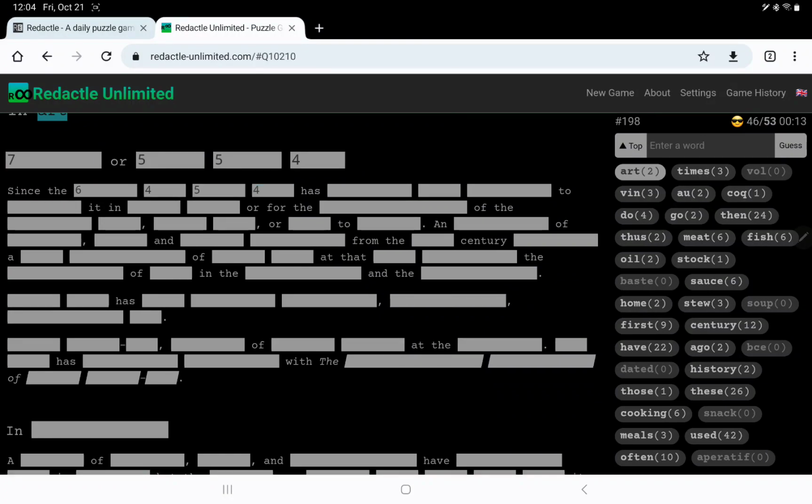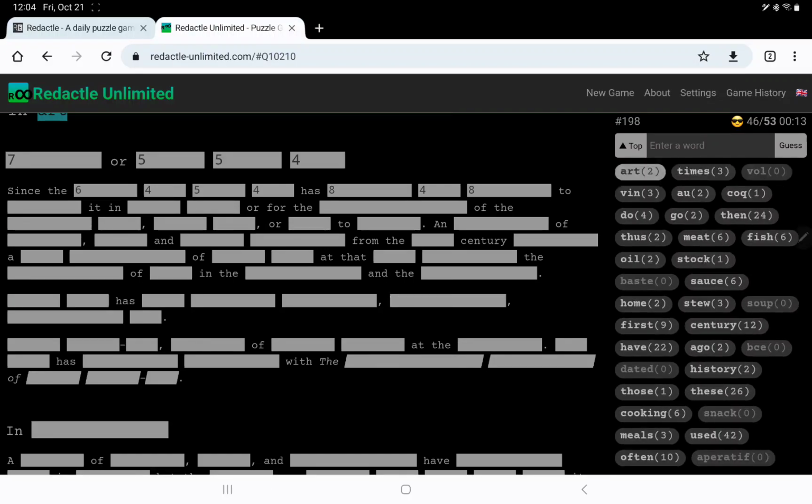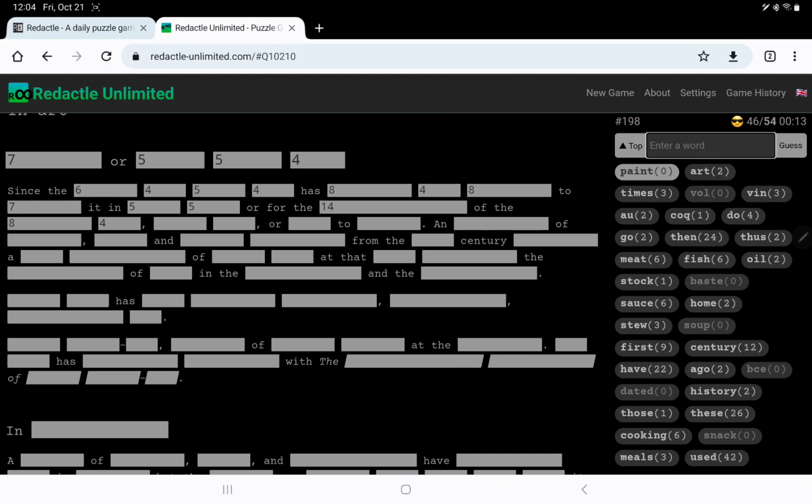Since the 6-4-5-4, since the 6-4, 5-4 has something. I would have thought bean depicted, but we've done bean way back, has something to... 7 it in 5-5. Oh, maybe they're actually using it for mixing paint? No. And 9 of 7-5 and 6-9 from the something century. Something a 4-11.